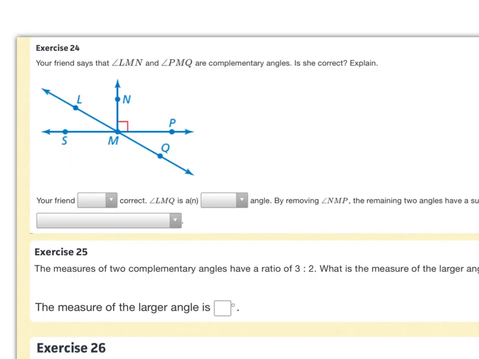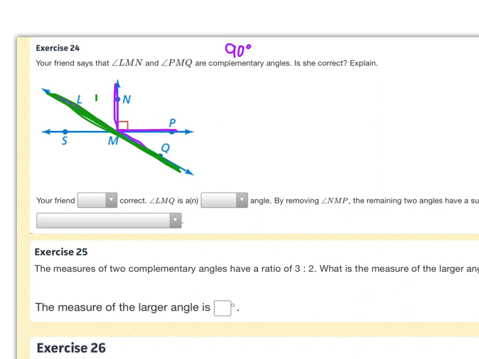Number 24, your friend says angle LMN, this angle here, that's off a little bit. Let's try that again. LMN and angle PMQ are complementary angles, meaning they would add up to be 90 degrees. Is she correct? Well, let's notice a couple things here. First of all, those two angles sit on this straight 180-degree line.